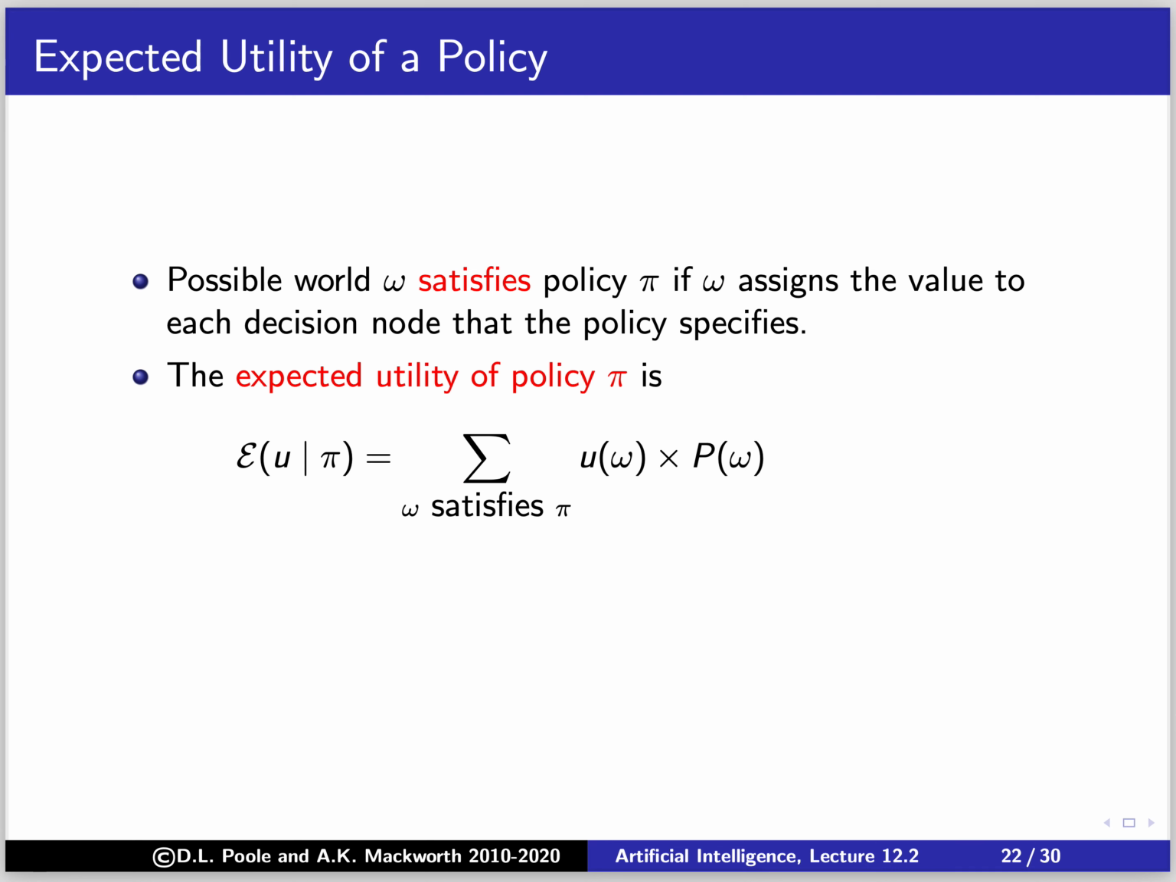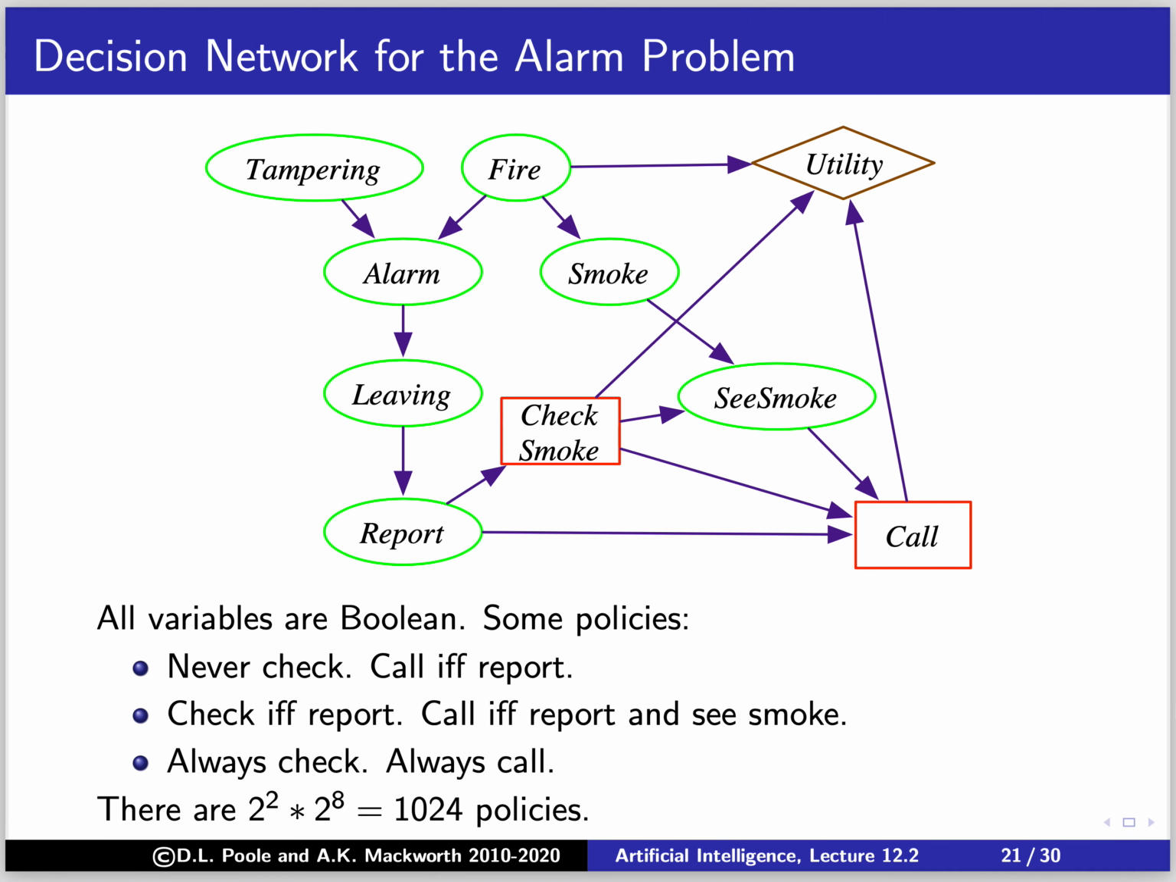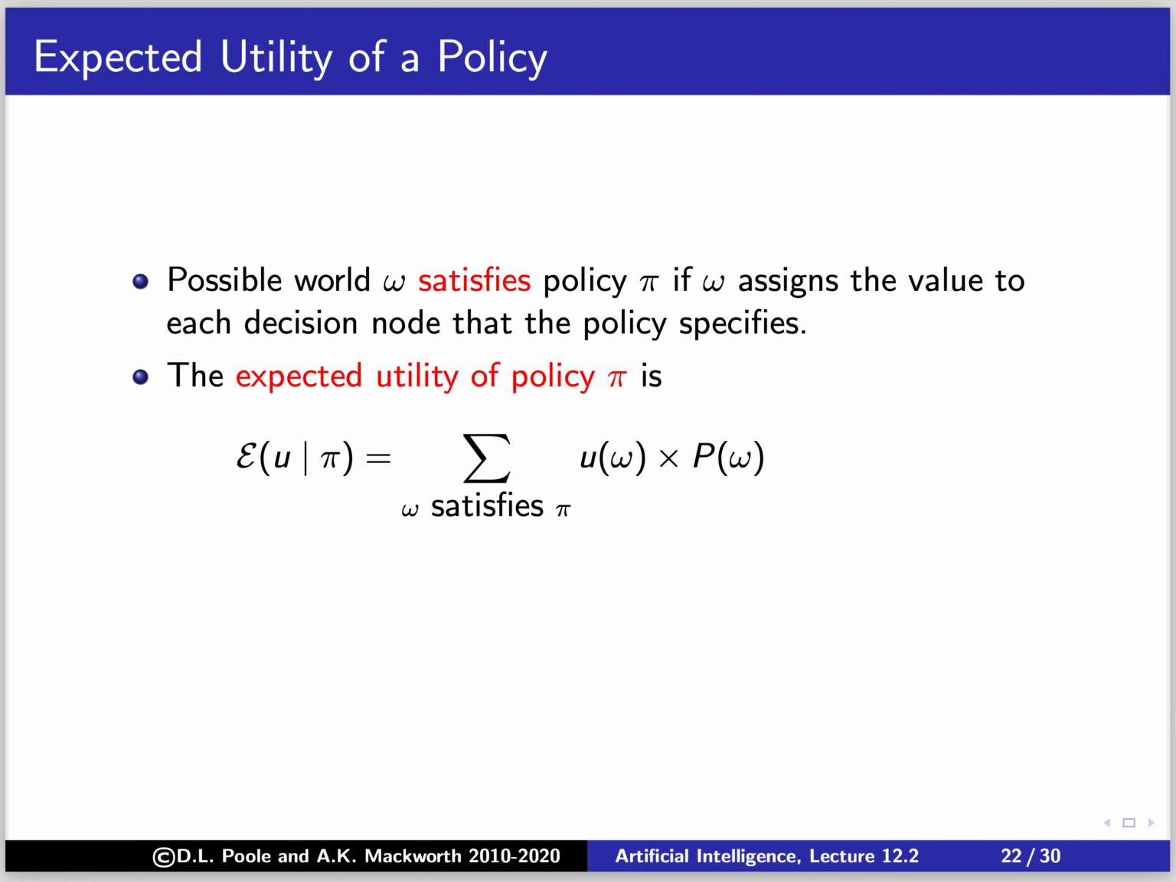Now we're going to look at the expected utility of a policy. What we'd like to do is find the best policy, the optimal policy. A possible world W satisfies a policy if W assigns a value to each decision node that the policy specifies. So if we go back to this one, the only possible worlds we're allowing are those where check smoke has the same value as report, and call is true if and only if there's a report and you see smoke. Those are the only possible worlds we consider. That's all we're saying here.